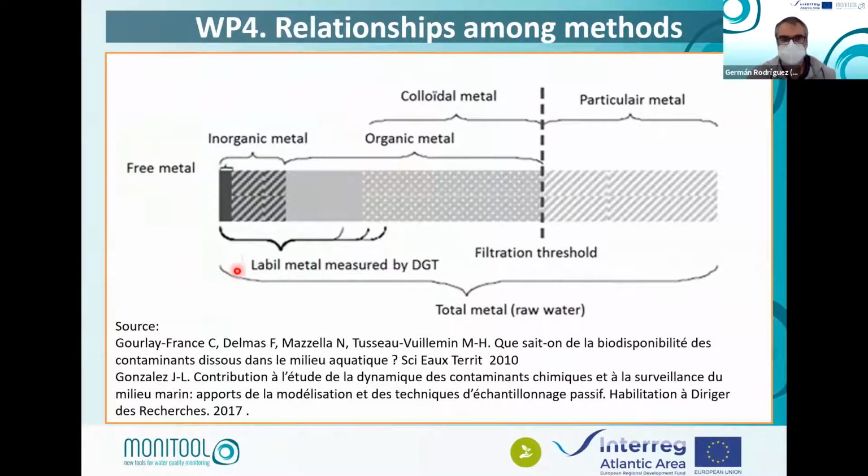So this is the total metal content in water, and you can use a threshold or a boundary to take out the particulate metal, and here we have this fraction. We can say that this is the dissolved fraction. And a part of the dissolved fraction is the labile metal, that fraction that you can measure with DGT. Depending on the speciation of the metal, this fraction can be completely different when we measure with the DGT.